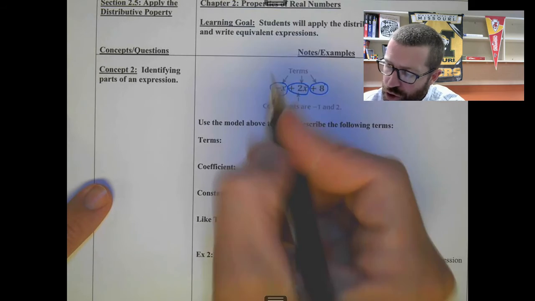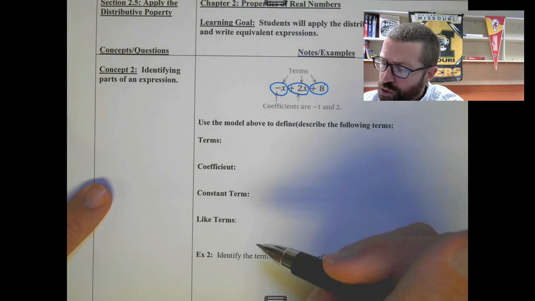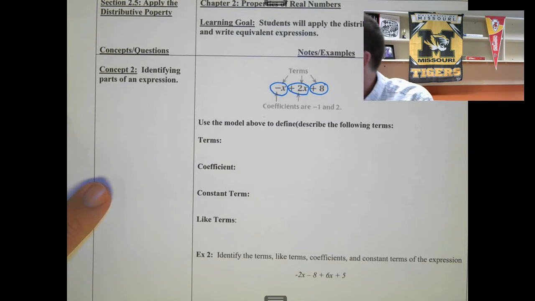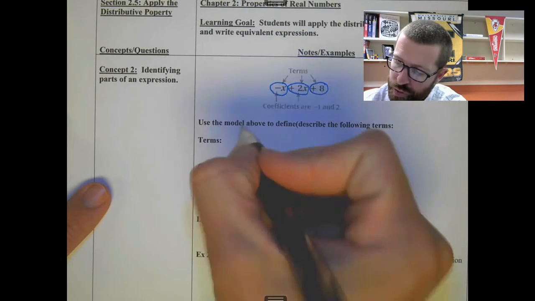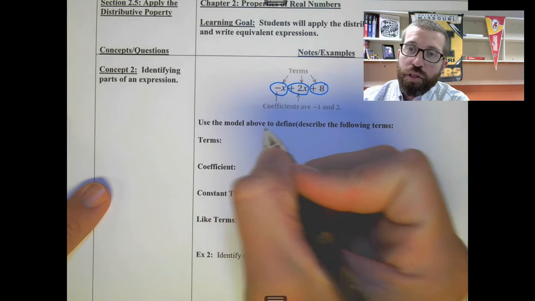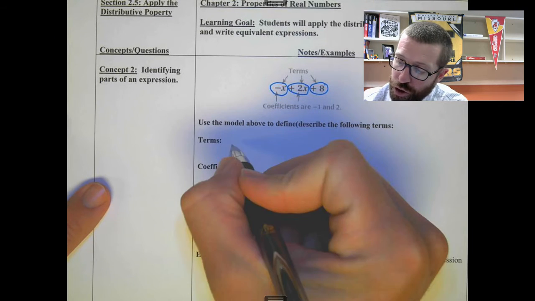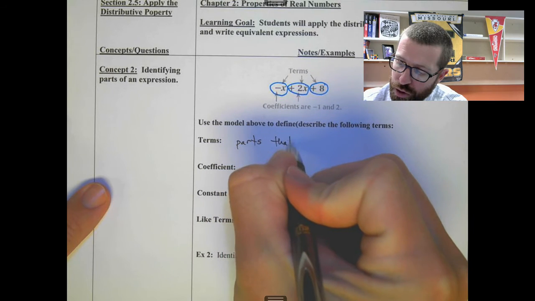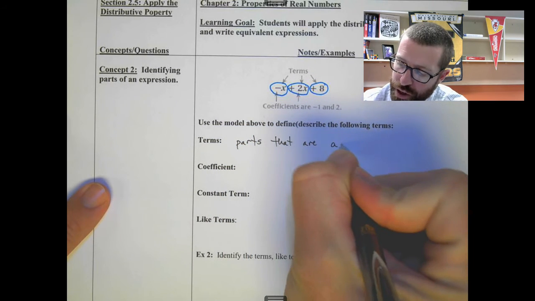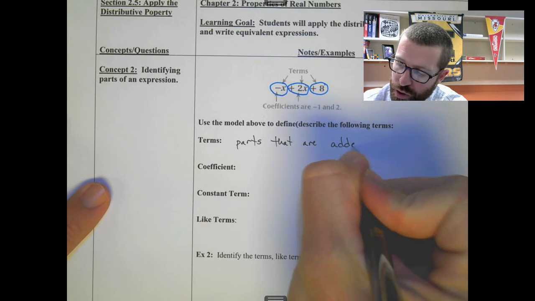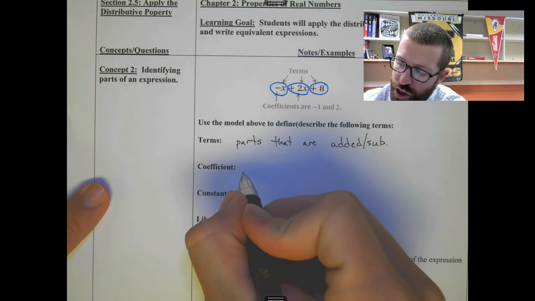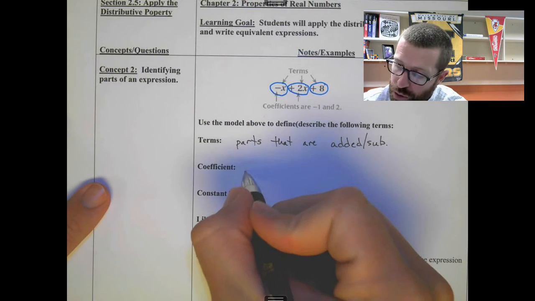So the terms, and we'll just kind of do loose definitions here. The parts, or the terms, are the parts that are added or subtracted. Coefficient is the number in front of the variable.